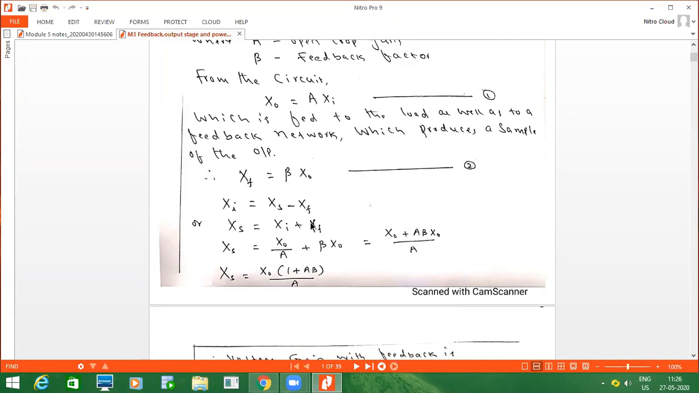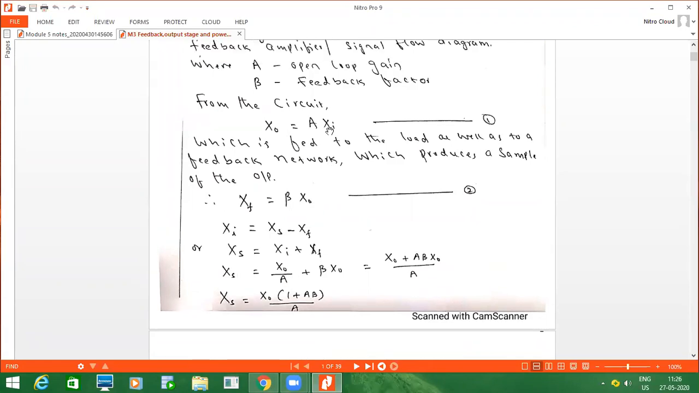So now both the sides, correct? Here Xi will be equal to X naught divided by A, from equation number 1. That is what I substituted here. Xi will be equal to X naught divided by A. This value I have taken from equation number 1. The same way, XF I have taken from equation number 2. XF will be equal to beta times X naught, correct?